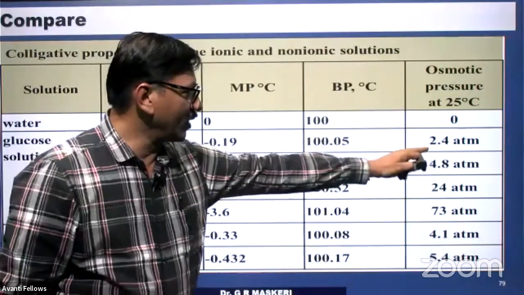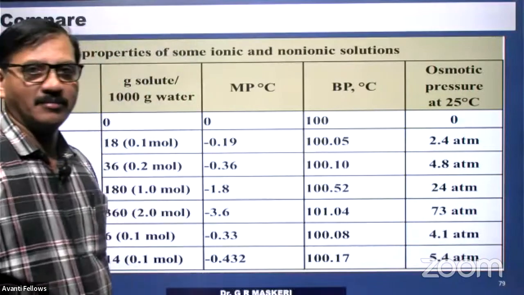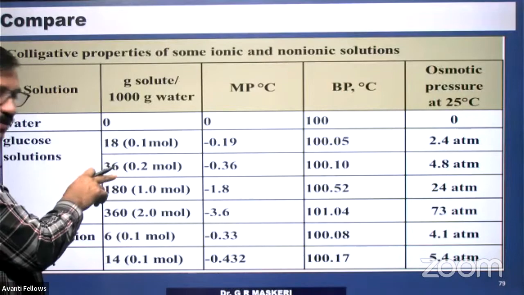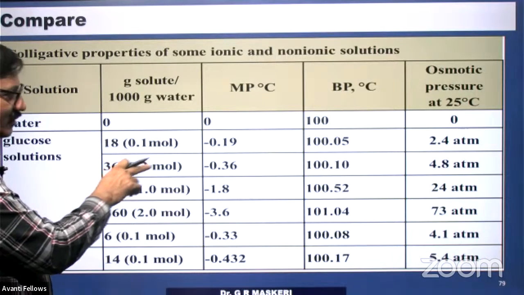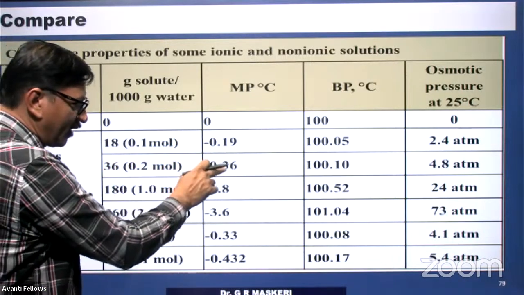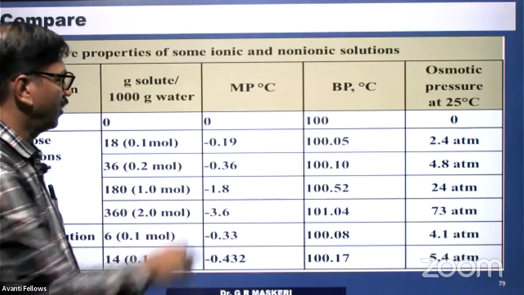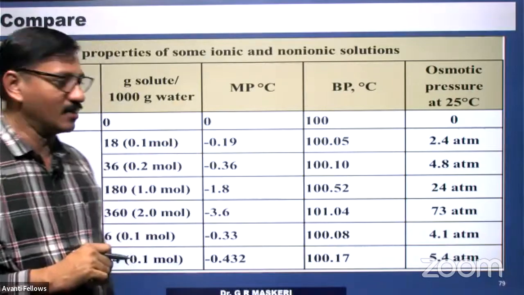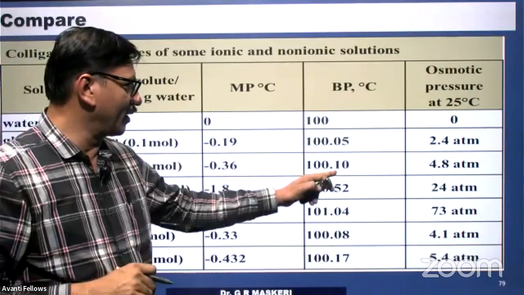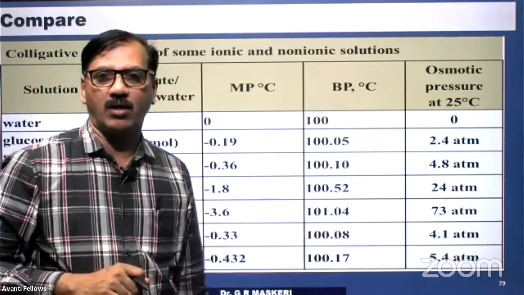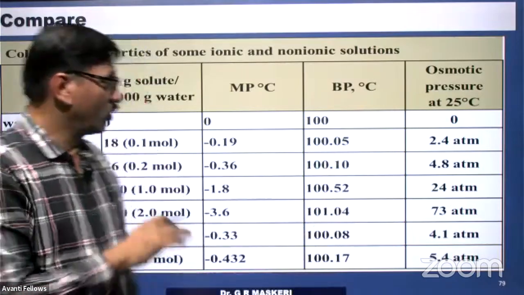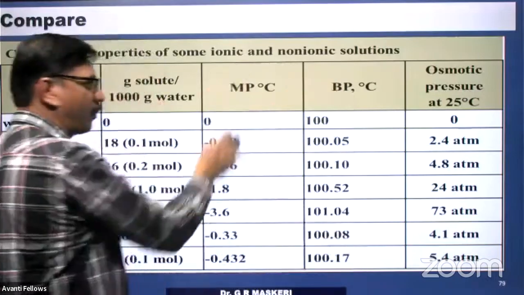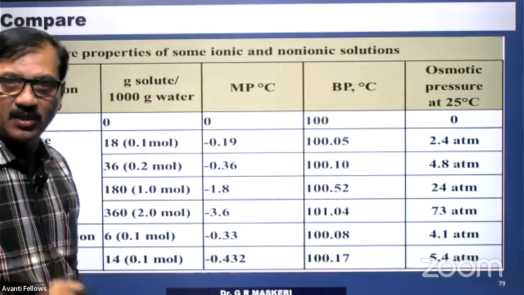And osmotic pressure will be 2.4 atmospheric pressure. If you increase the glucose from 18 to 36 grams, that means 0.2 mole, the osmotic pressure increases to 0.36. The freezing point decreases by 2.36, and the boiling point increases to 100.10. So this data tells you that there is elevation in boiling point and depression in freezing point. These are all being observed.